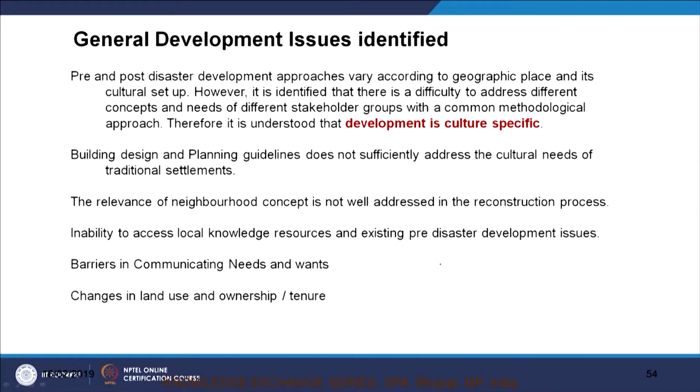Also, the neighborhood concept is not well addressed, because imagine you lived for 30 years in the company of some of your neighbors and suddenly you are allocated somewhere else. So one has to understand that interaction. That is where participatory approaches are very well encouraged.